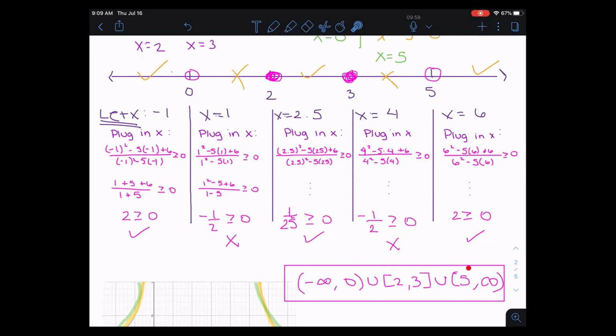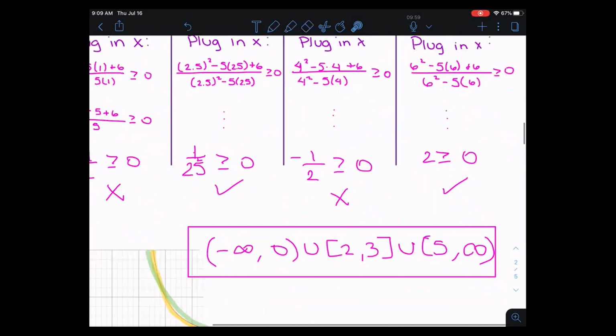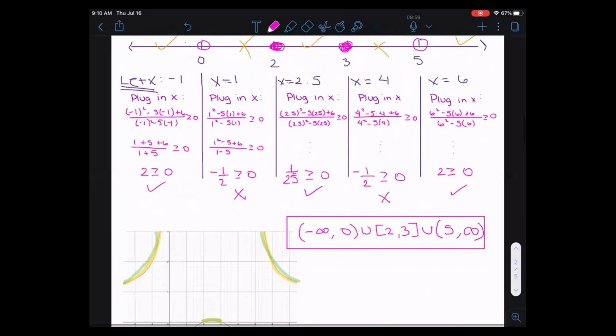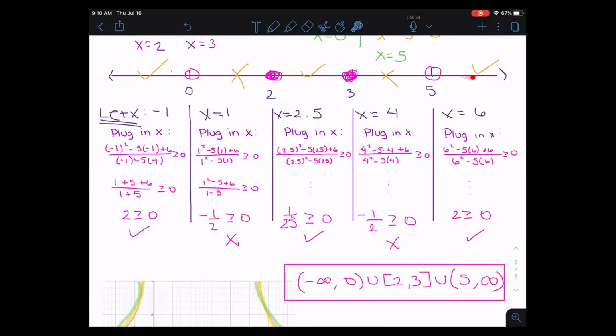Now we're going to 5, which is not included, so we're putting a parenthesis there. And then it's going up until infinity. So any questions on that?